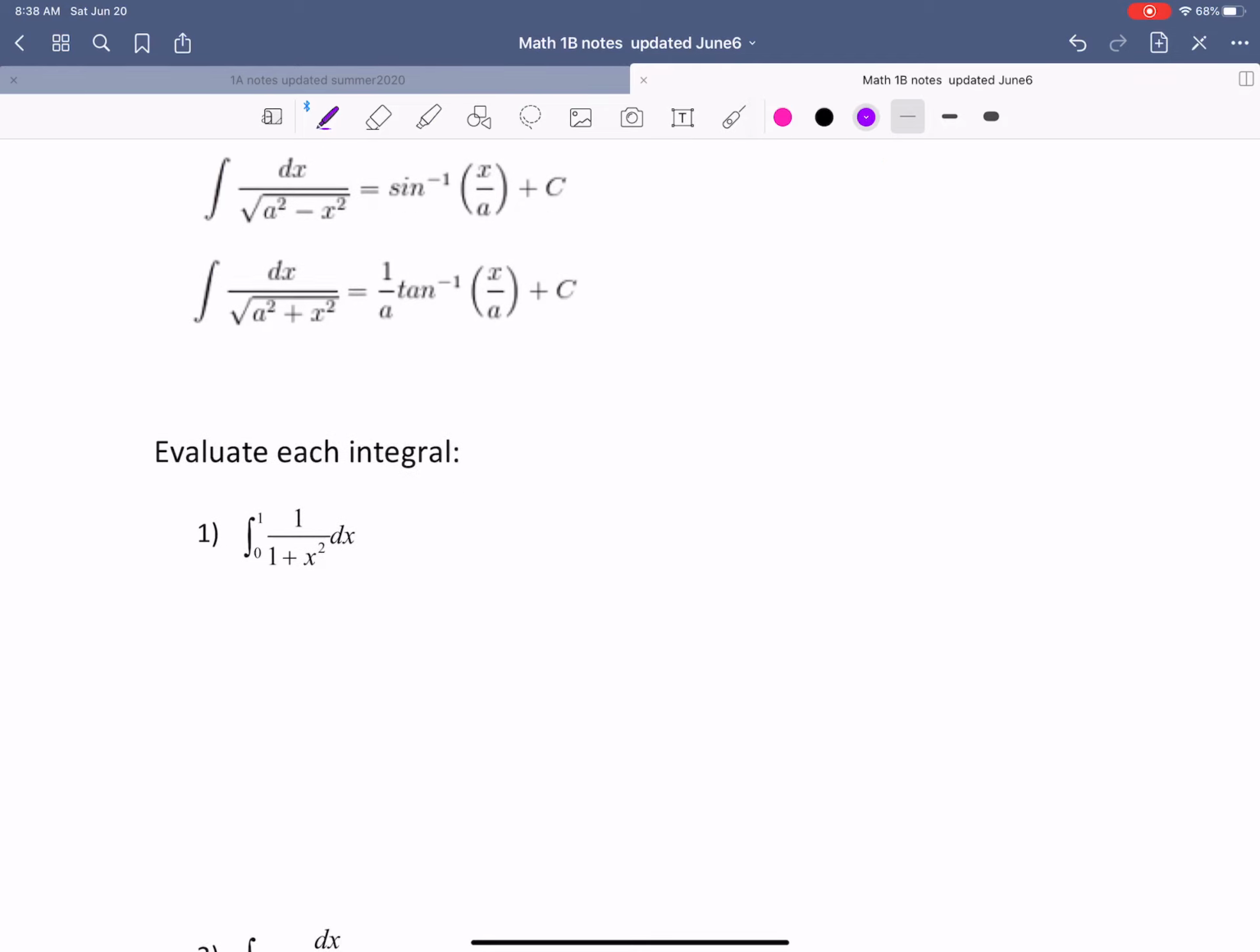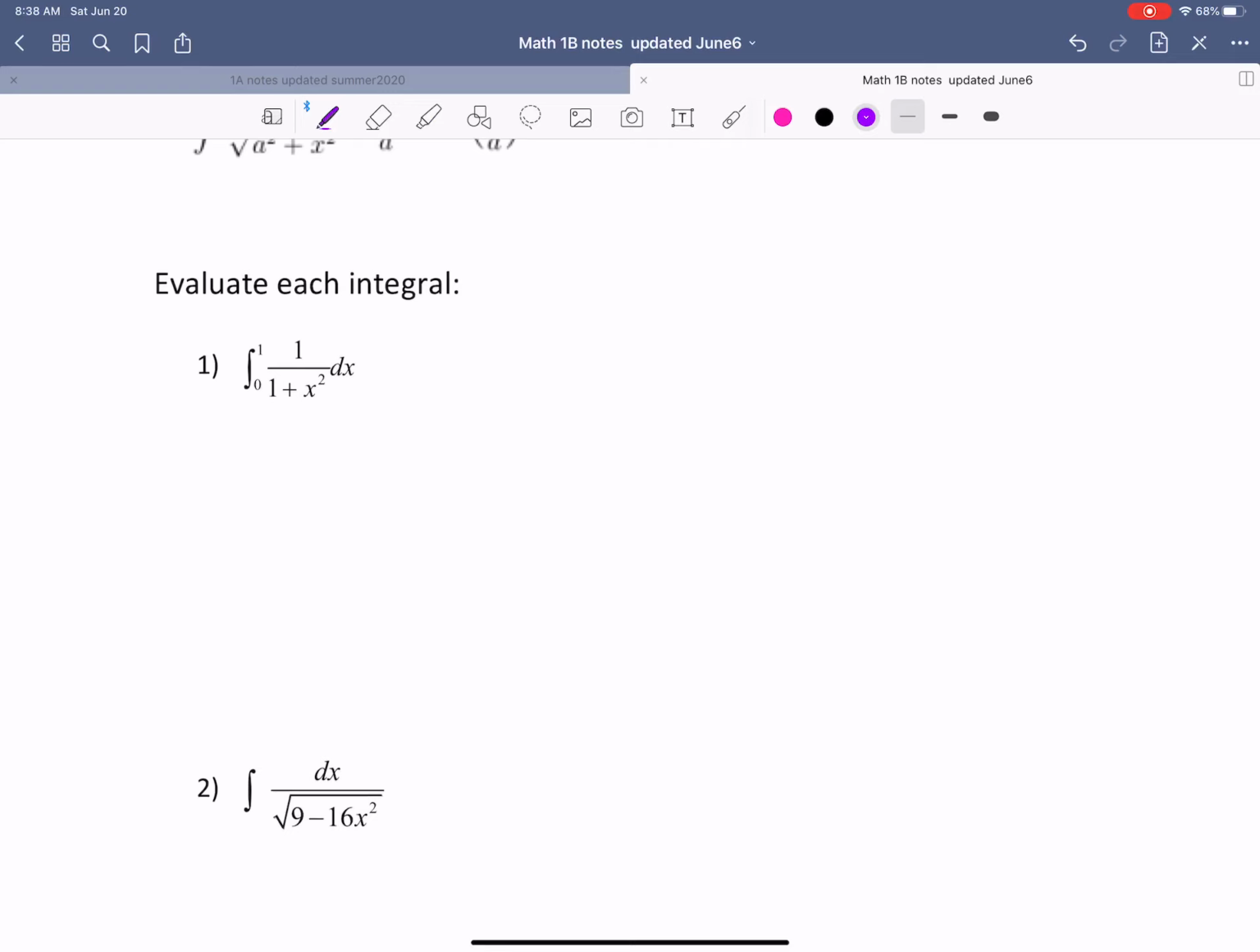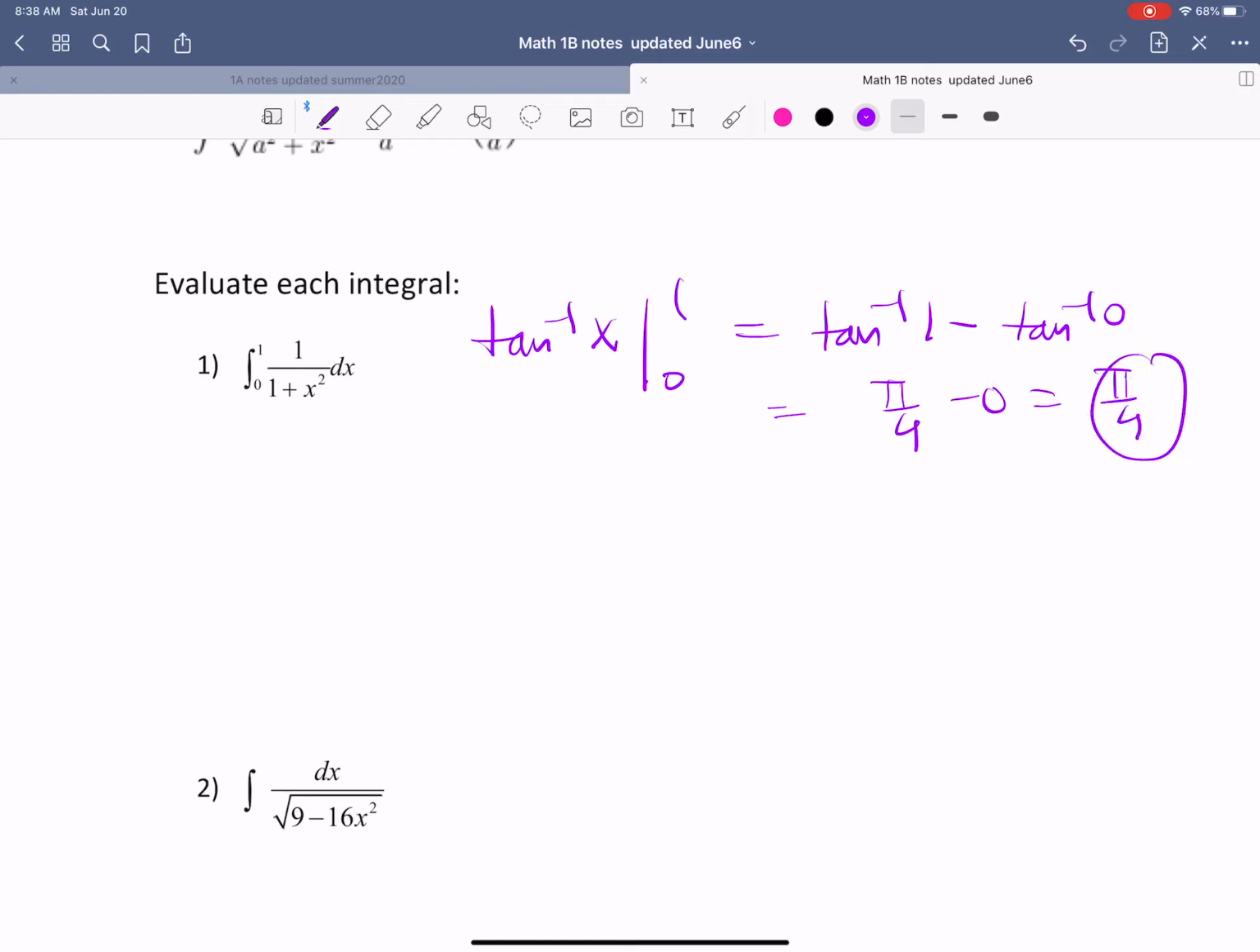Okay, let's look at the examples. Here we are, evaluate each integral. This one looks like tangent inverse x from 0 to 1, which is tangent inverse 1 minus tangent inverse 0. Tangent inverse 1 is pi over 4 minus 0, and pi over 4 is what my answer is going to look like in this case.